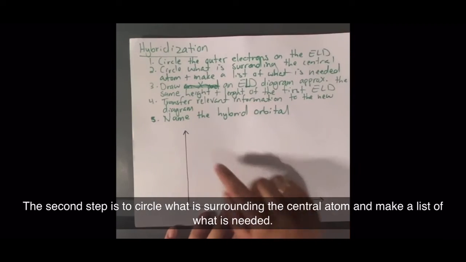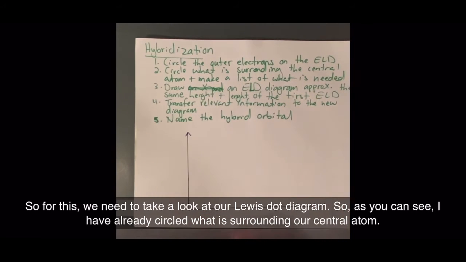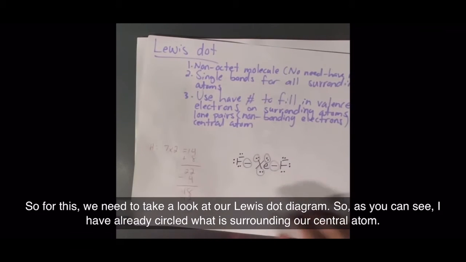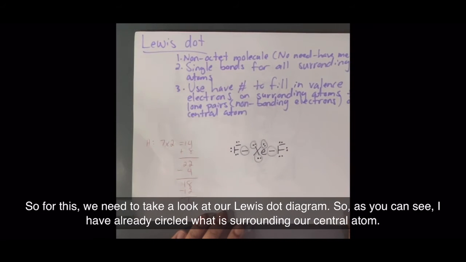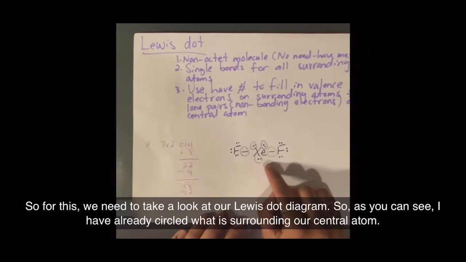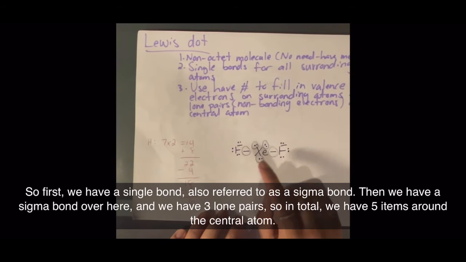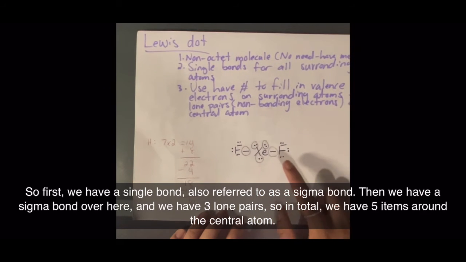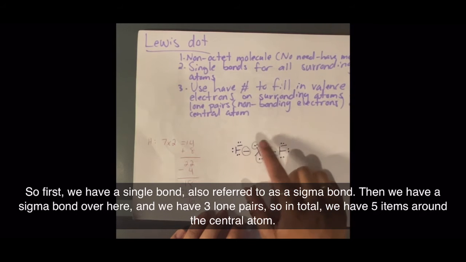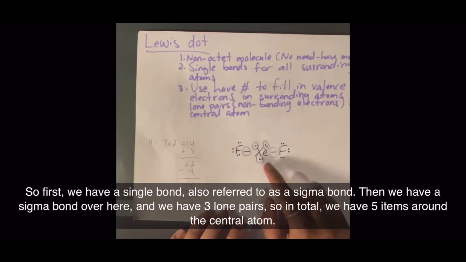Second step is to circle what is surrounding the central atom and make a list of what is needed. So for this, we need to take a look at our Lewis dot diagram. So as you can see, I have already circled what is surrounding our central atom. So first, we have a single bond, also referred to as a sigma bond. We have another sigma bond over here, and we have 3 lone pairs. So in total, we have 5 items around the central atom.